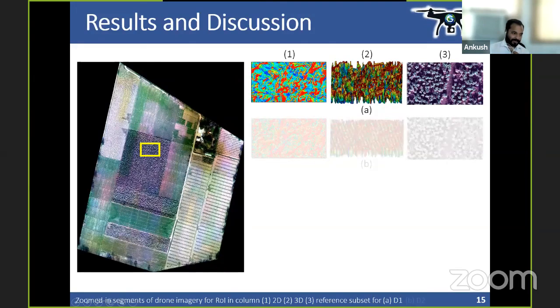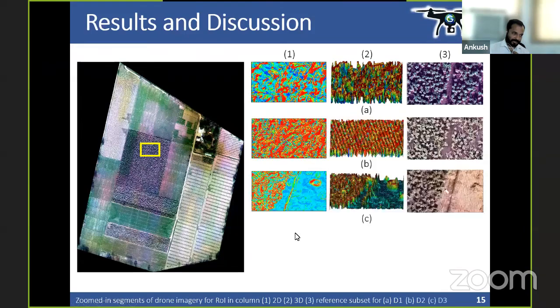The same has been plotted for the D2, D3, and D4 dates also. So we can see how good it is in terms of estimating the height with the reference images. This is a scatter plot. After that, we have minimized the error. So this is a plot of before and after calibration, meaning the error has been minimized.